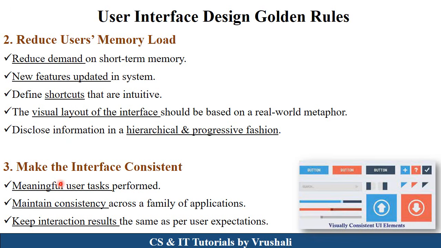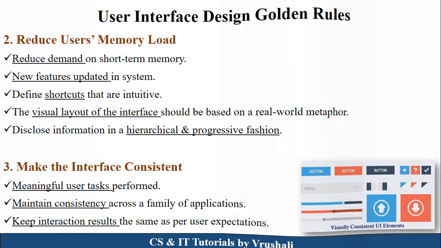And now the third golden rule is make the interface consistent. It means every feature performs a meaningful task as per the user or customer requirement, and they maintain consistency across the application. Consistently they provide accurate results and accurate output and keep interaction with the user as per the user's expectation. Suppose there is a banking application, so the user interacts with that application as per the requirement, right? So this is called make the interface consistent.